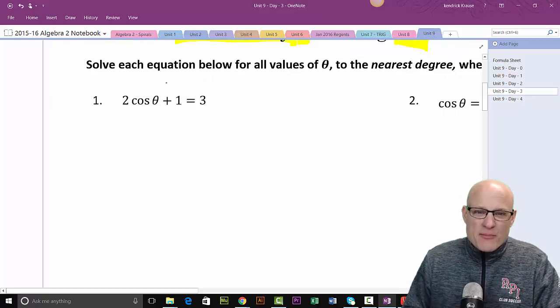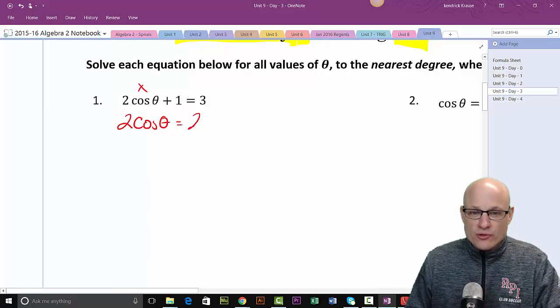We're just going to solve. Remember, this is like having a big old X here, right? So we're going to bring the 1 over. We get 2 cosine theta equals 2. Divide by 2, I get cosine theta equals 1.